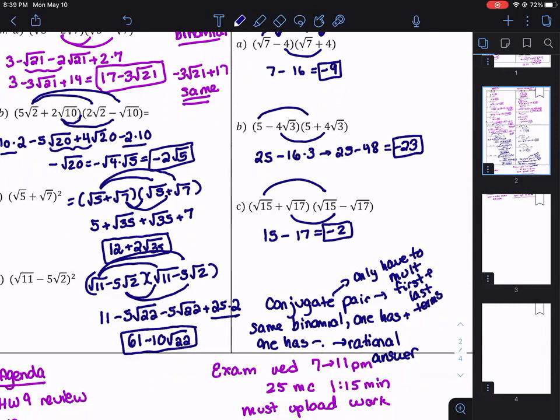The answers don't always come out to be negative. I made a little note of that. Please be aware that the answers are just coincidentally negative in these examples. We will see quite a bit today where they're not always negative. So I don't want you to think that conjugates always multiply to a negative. That is not a correct or a valid statement.